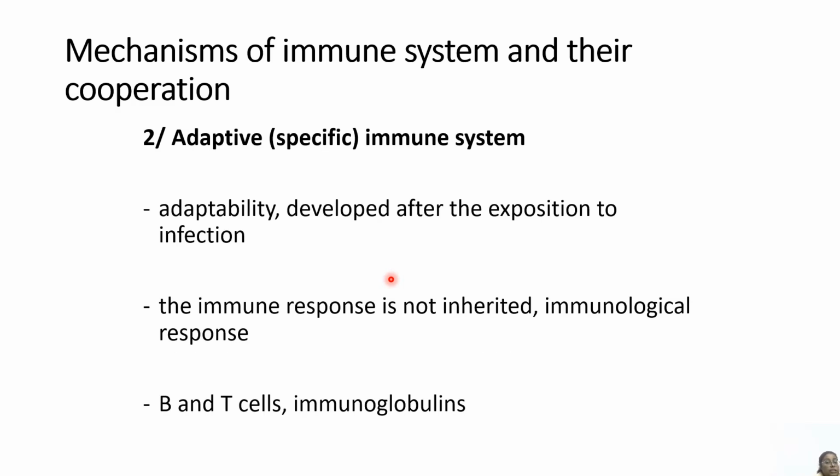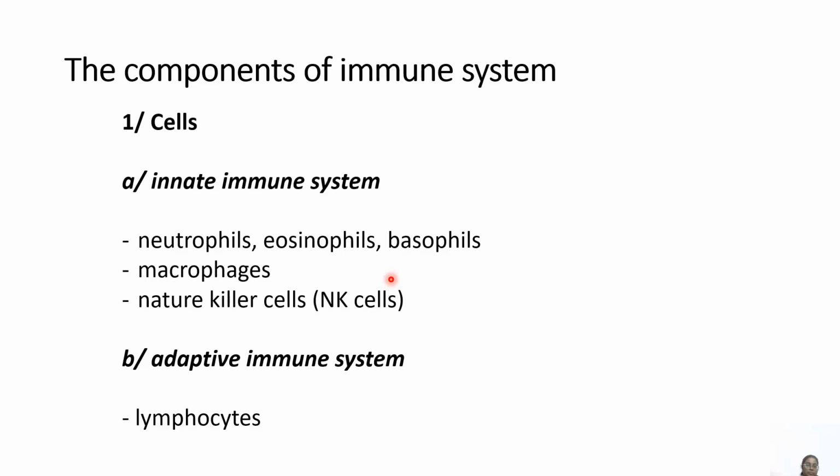Then we have the adaptive or the specific immune system. So the innate immune system is basically the first line of defense, right? So it's not that specific. Anything suddenly attacks you, you need some non-specific warriors to fight for you. Then there comes the adaptive or the specific immune system. So here the key role is adaptability, developed after the exposition to infection, and the immune system is not inherited. Immunological response and B and T cells like the immunoglobulins.